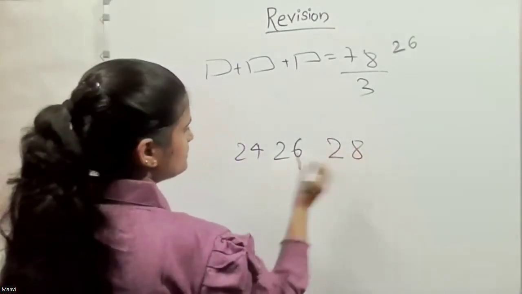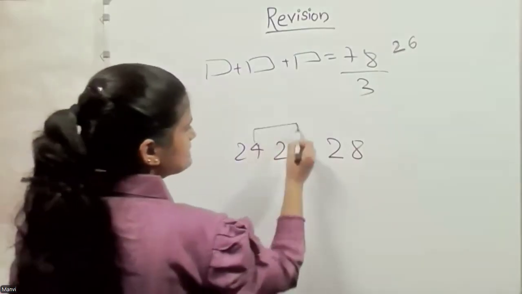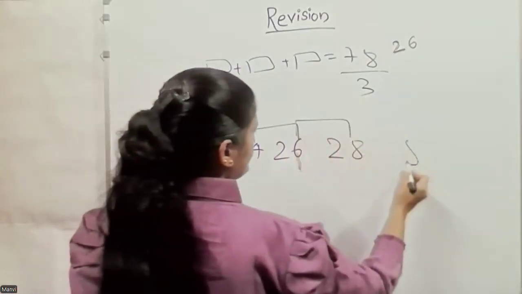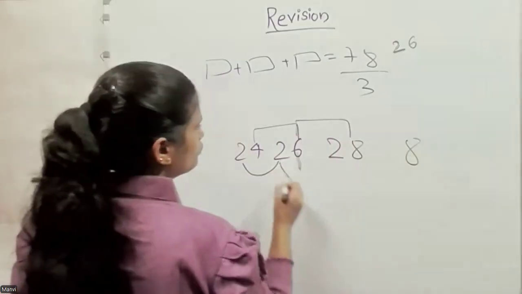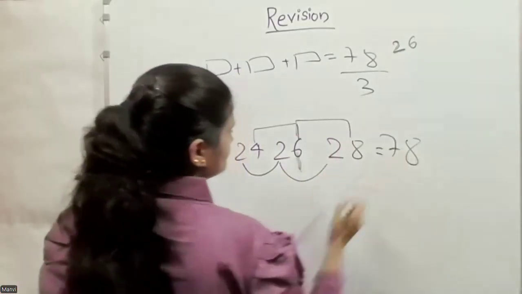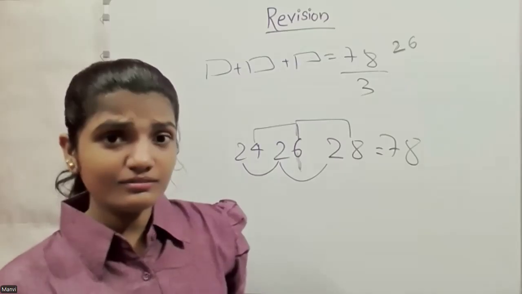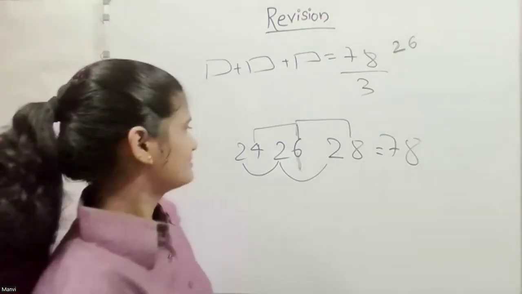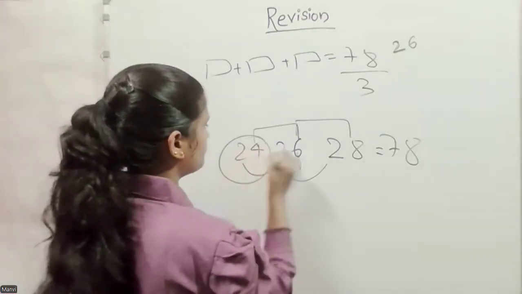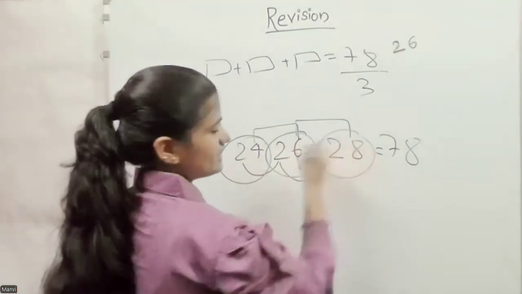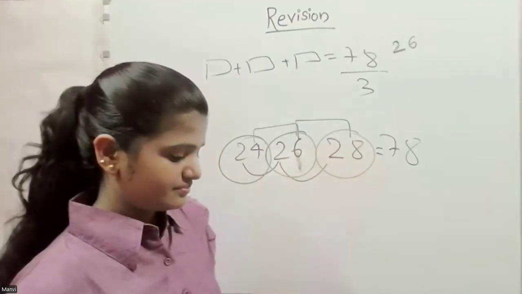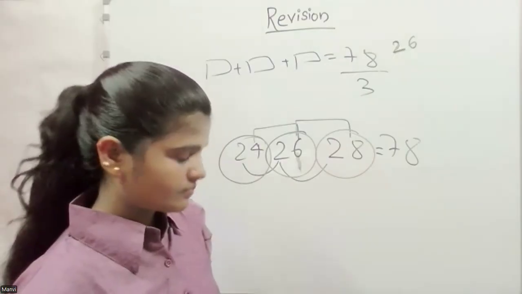We can try this by adding these 3. 4 plus 6 is 10 plus 8 is 18. Carry 1, 2, 2, 4, 24, 25, and 29. 29 is an even number? No. So all 3 are: 24, 26, and 28. Okay?